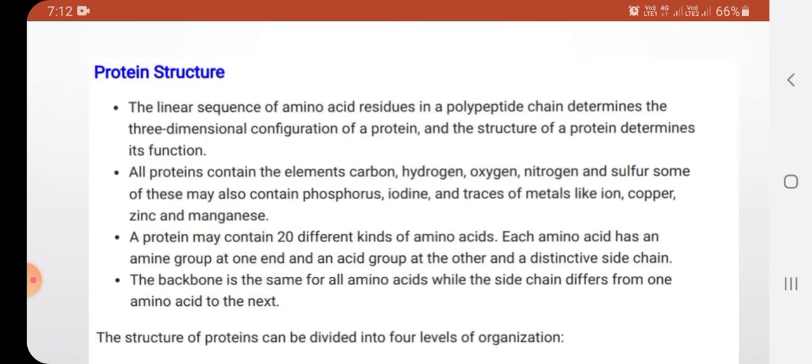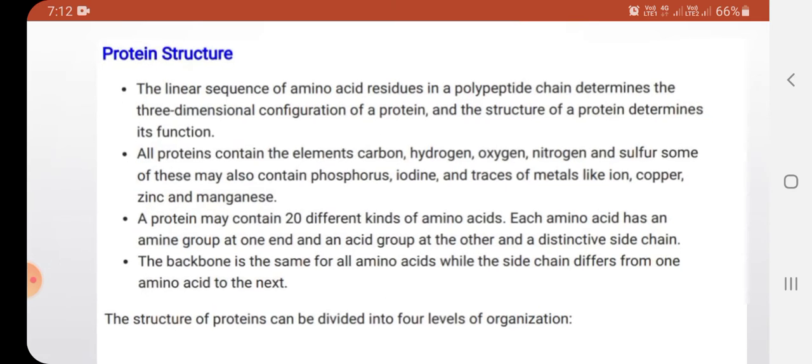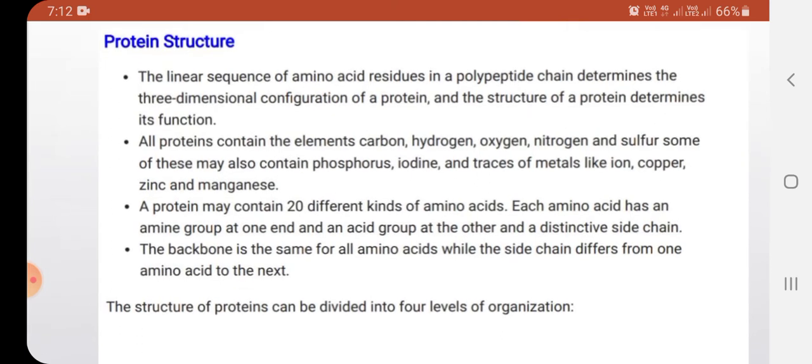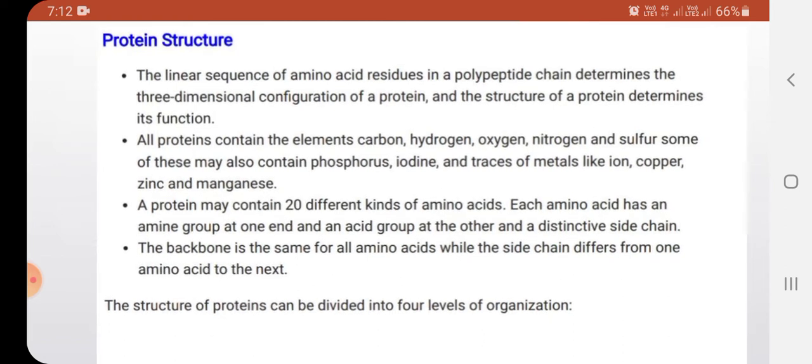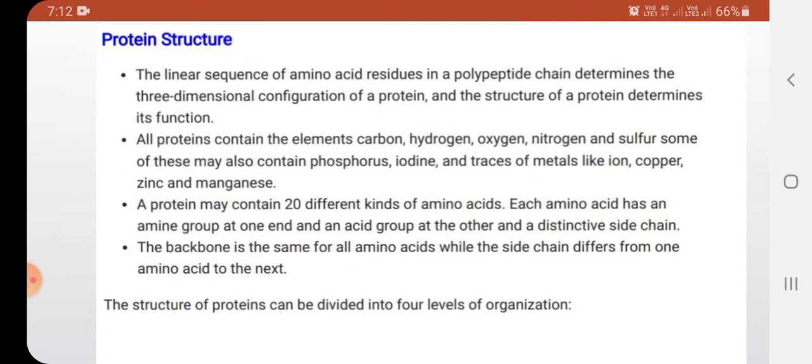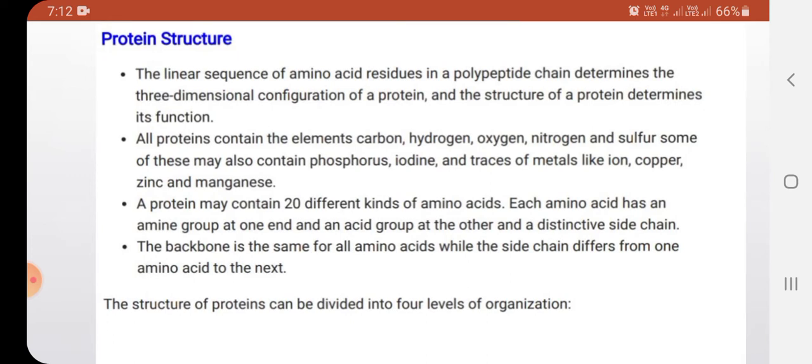The amino acids are chemically formed of carbon, hydrogen, oxygen and nitrogen elements. The nitrogen element is particularly absent from carbohydrates and fats. The nitrogen content of the protein is about 16%, almost 16%. Many proteins also contain sulfur, though some proteins also contain phosphorus, iron, zinc and copper.